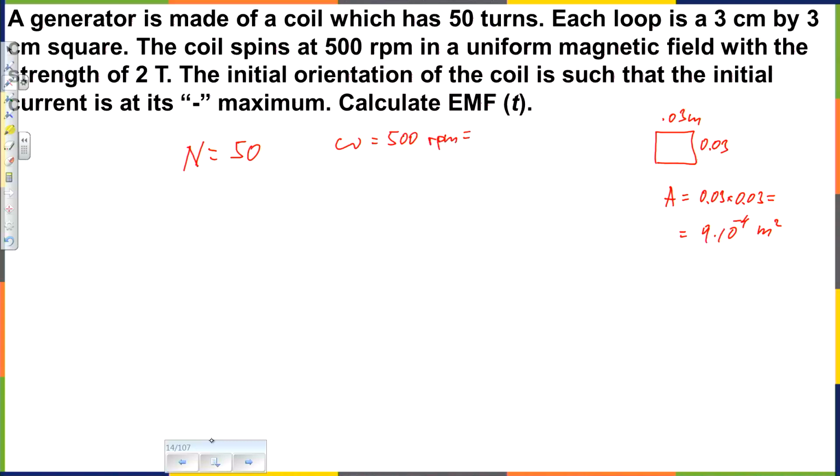What does RPM mean? So we need to convert it into radians per second. So 500 per minute, 60 seconds, and 1 revolution is 2 pi radians. So 2 pi. Now, a uniform magnetic field with a given strength, 2 Tesla. Initial orientation is such that initial current is at its negative maximum. Okay.